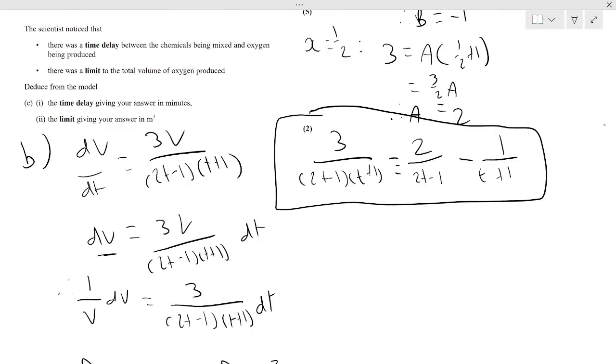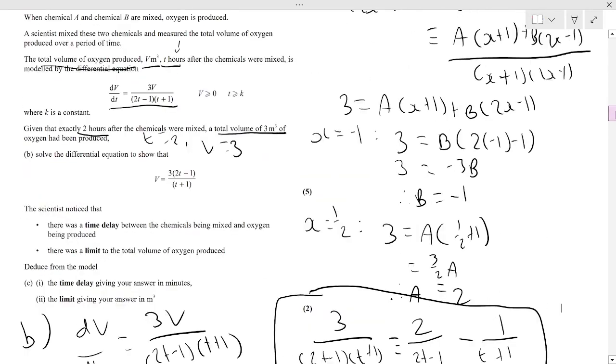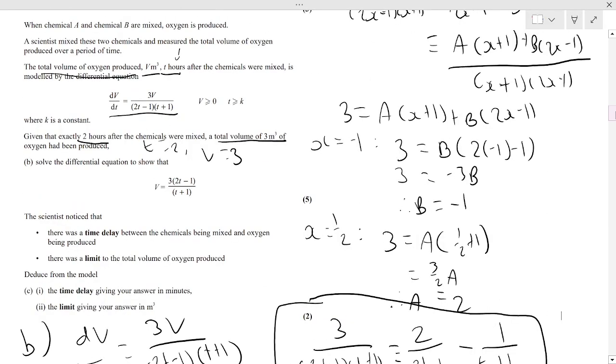Okay, then we're going to do part C. I'm going to do part C over here. I don't have much room. Then it says the scientists deduced there was a time delay between the chemicals being mixed and oxygen being produced. So remember, V is the oxygen produced. So if there is a time delay, that means that obviously V equals 0.